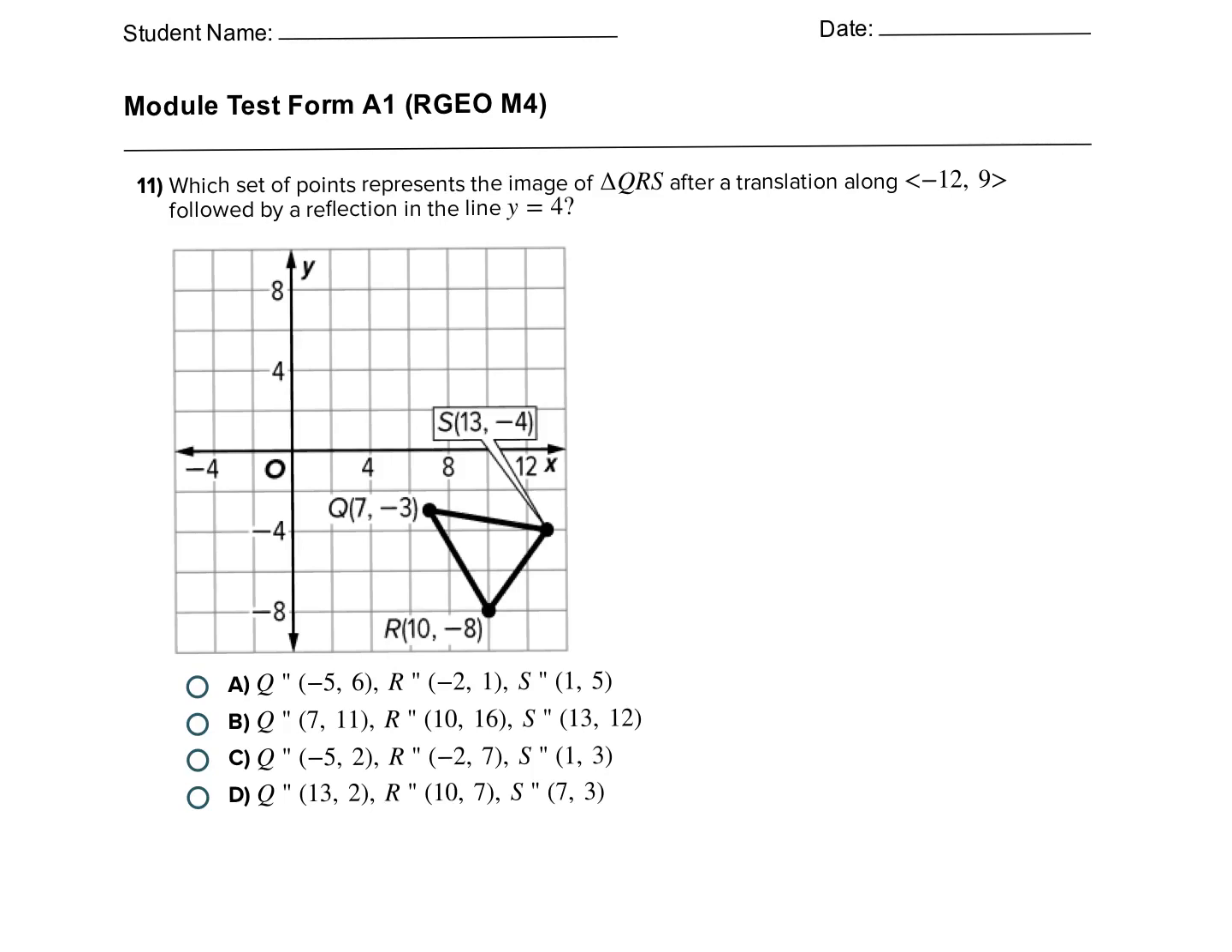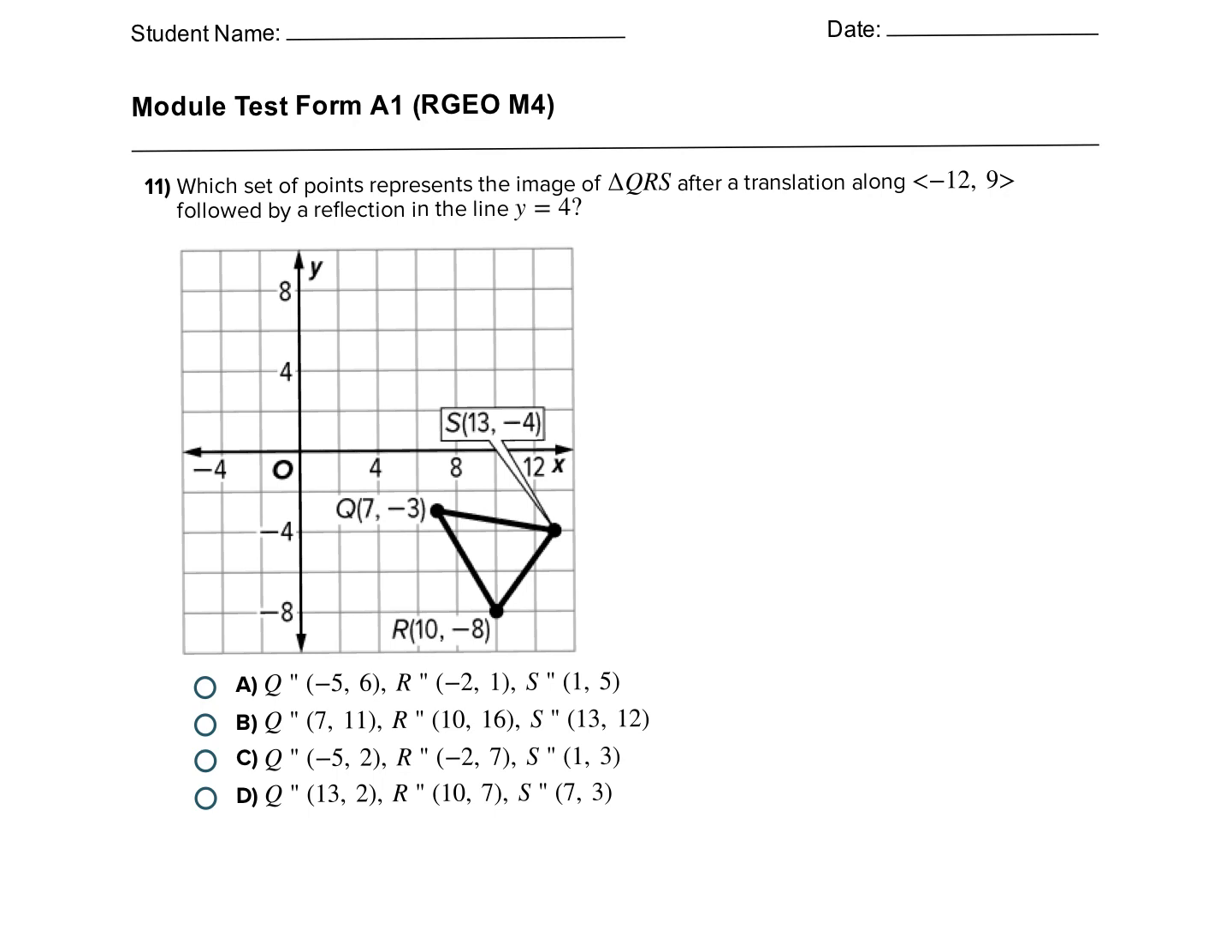For number 11, we actually have to perform two transformations. It says, which set of points represents the image of QRS after first a translation along the vector negative 12, 9, followed by a reflection over y equals 4. Okay, and if you notice, this is a multiple choice question.